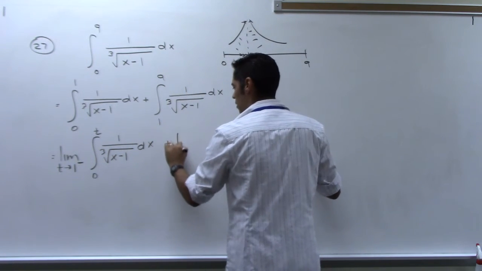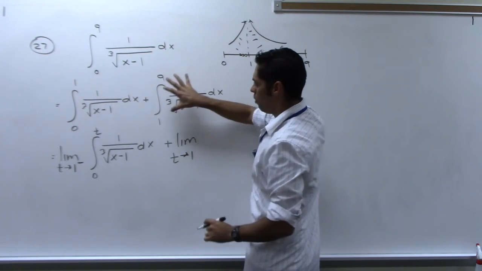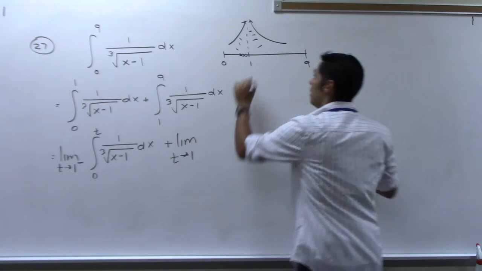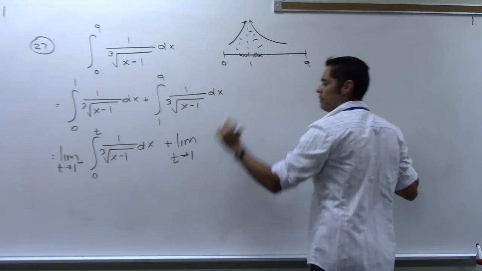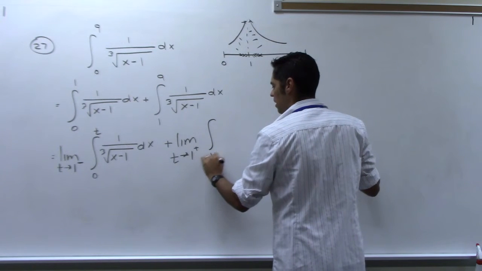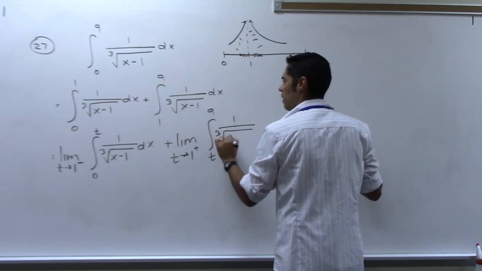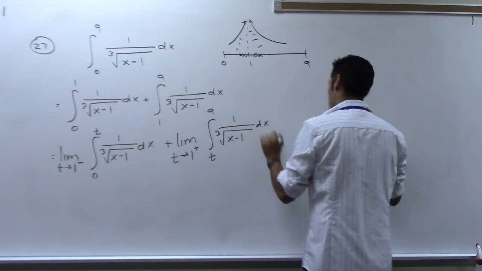Then plus another limit, t is approaching 1 this time, so I'm working on this one. 1 is where the problem is. This time I'm on this side, so I'm approaching 1 from the right of the integral from t to 9, 1 over cube root of x minus 1 dx.